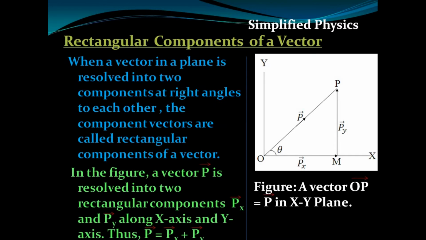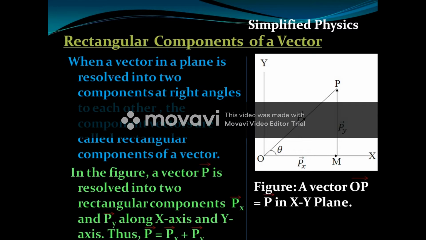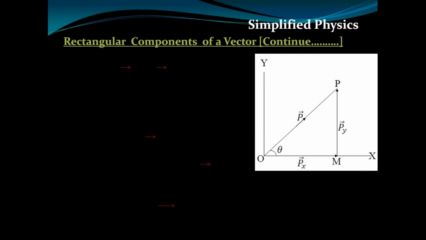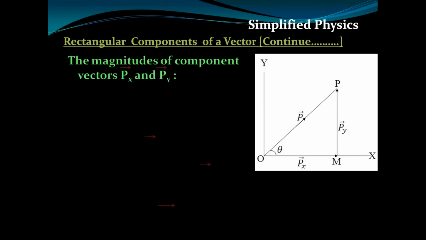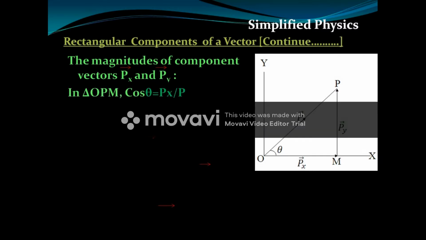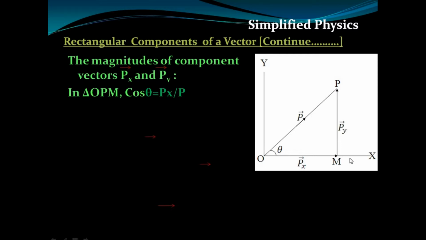For a given vector P, we have Px and Py as rectangular components of the vector, and using the triangle law, P vector equals Px vector plus Py vector. Let's see the magnitude of Px and Py. Using simple trigonometry, in a right angle triangle OPM, cos theta equals OM by OP.